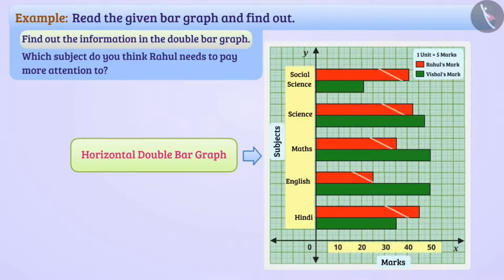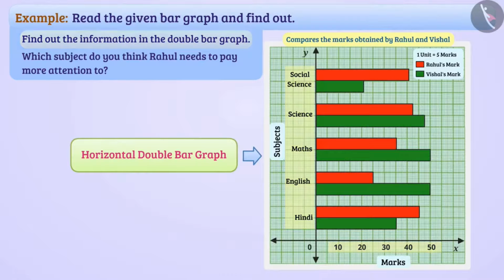The red color in the pair of bars indicates Rahul's marks and green bars indicate Vishal's marks. Therefore, we can say that this double bar graph compares the marks obtained by Rahul and Vishal in various subjects in an examination. Which subject do you think Rahul needs to pay more attention to?